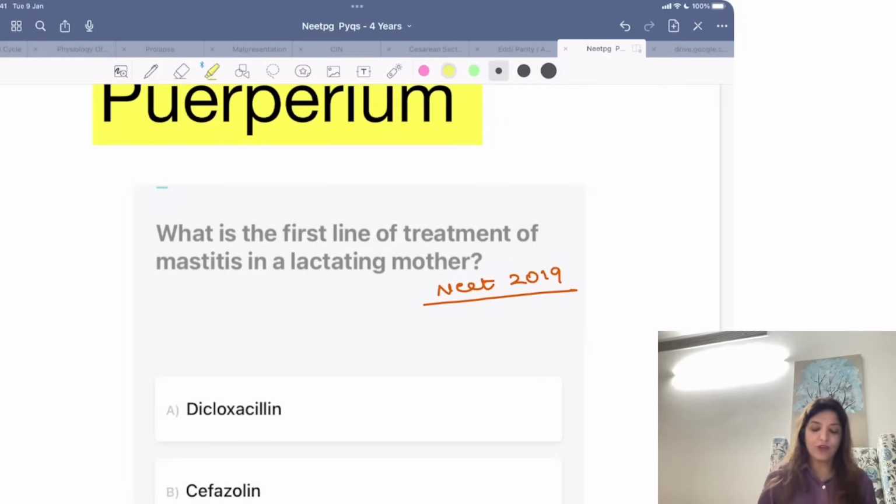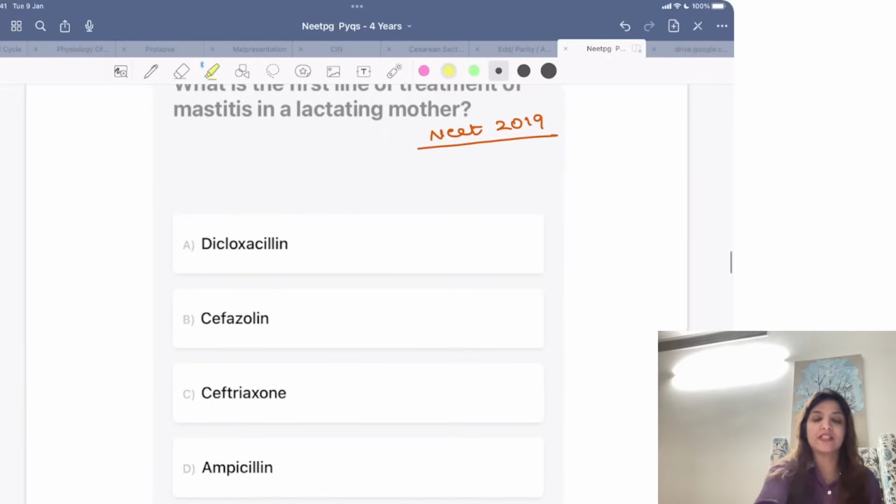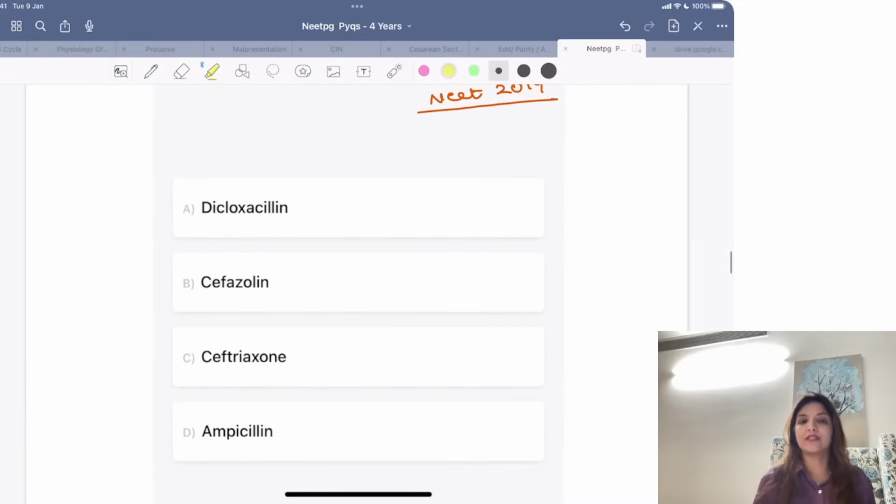Now, what is the line of treatment of mastitis in a lactating mother? Remember that the drug of choice for mastitis in a lactating mother is what? Tell me. A, B, C or D. What is the drug of choice? Dicloxacillin. It is option A, right?